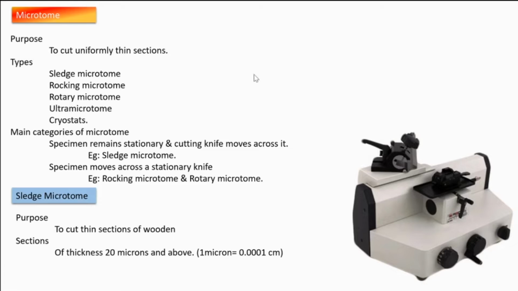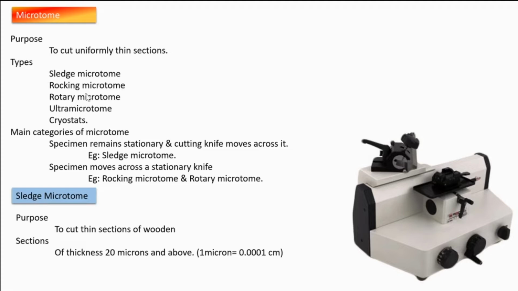First point is the purpose of the microtome. This is a picture of a microtome. What's the purpose? To cut uniformly thin sections. If we make sections for observing under the microscope, they should be of uniform size. If we do it manually, the thickness will not be uniform. So, for getting a uniformly thin section, we are using a microtome.